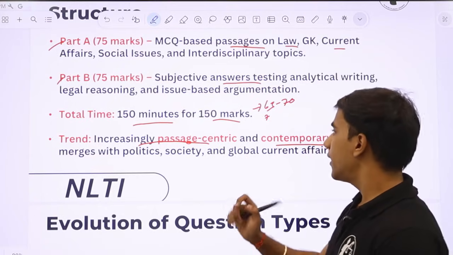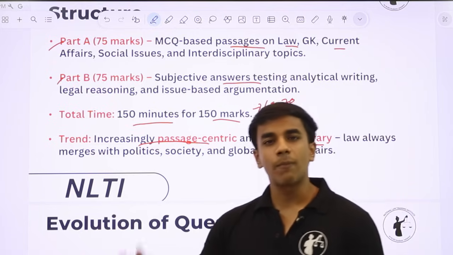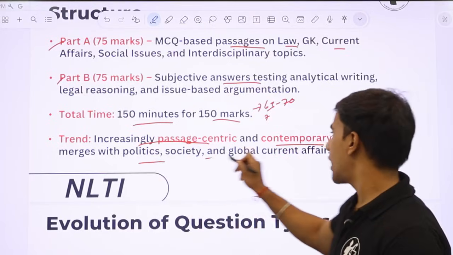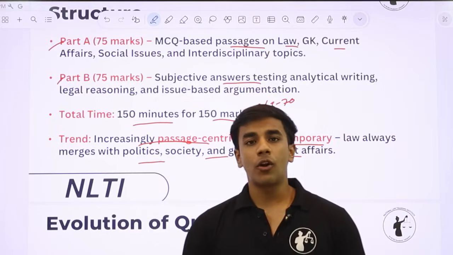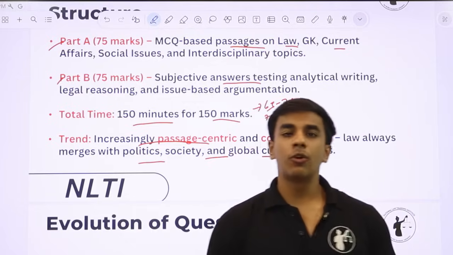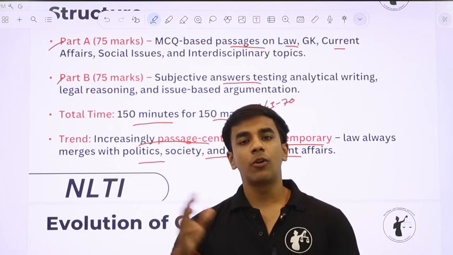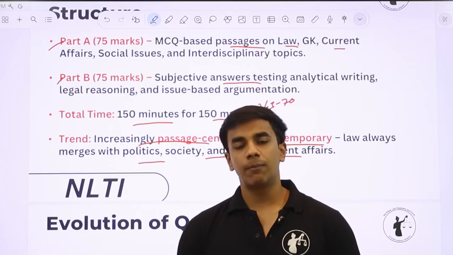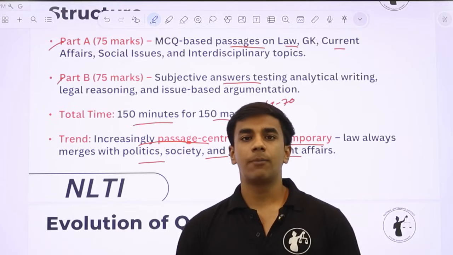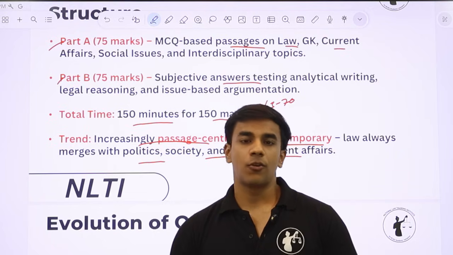And the most important thing is that these passages are not read in isolation. These are not just law passages or current affairs passages. These passages merge politics, society, and global current affairs. So what NLSAT is now trying to do is make you think like a lawyer. Even before you have started your law degree from NLS, they want to filter and encourage people who can actually think like a lawyer to clear this paper, so that only good quality candidates enter the prestigious National Law School Bangalore.